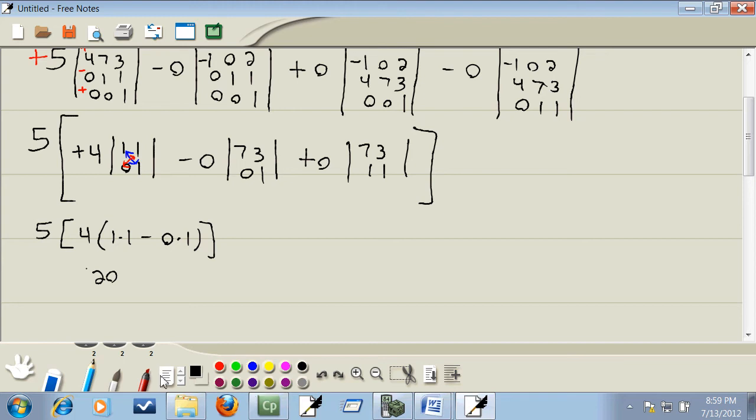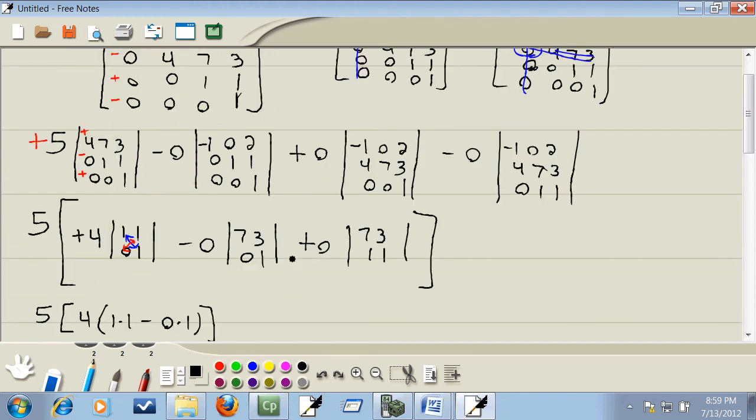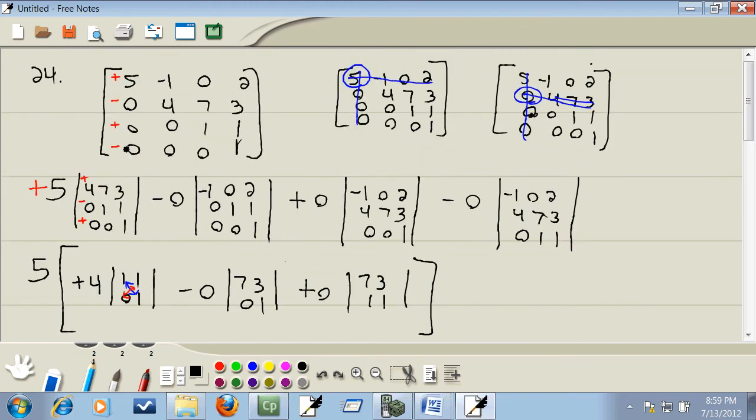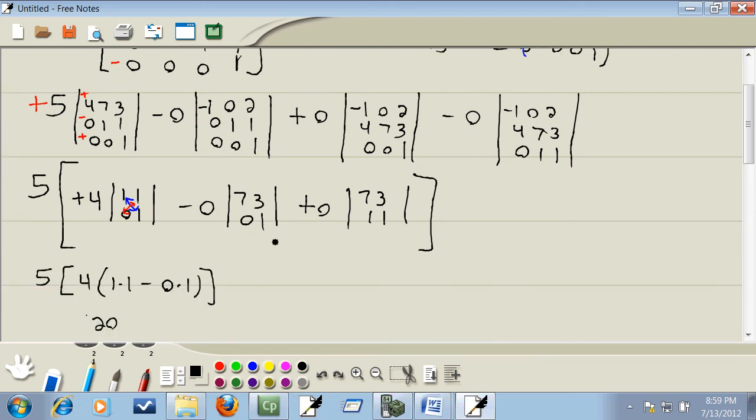Now this problem was really easy, relatively, because we had a lot of zeros in the way it was designed. Sometimes these can become really hideous.